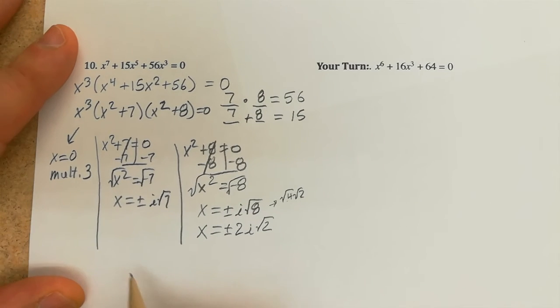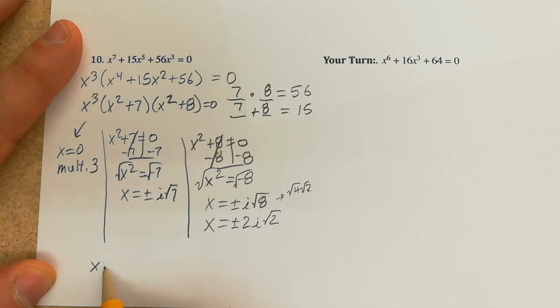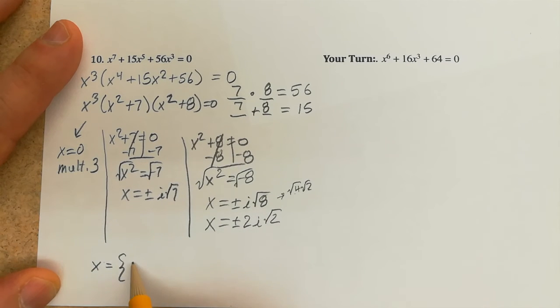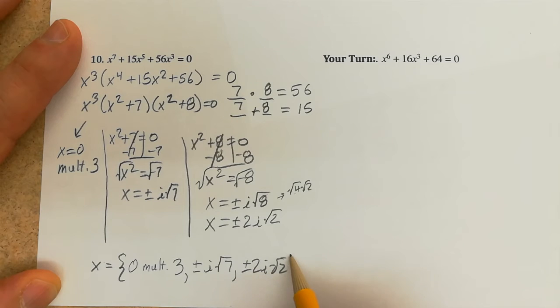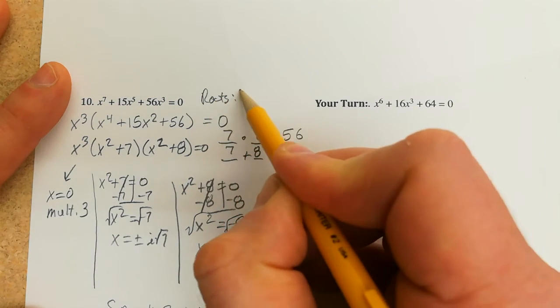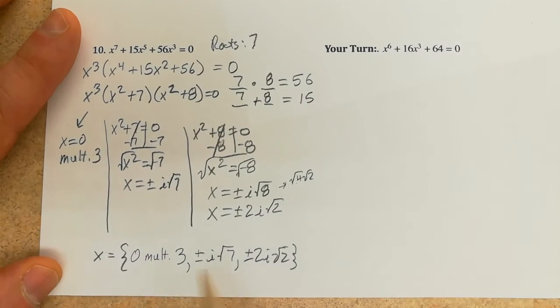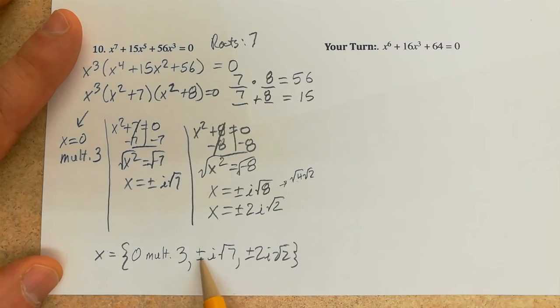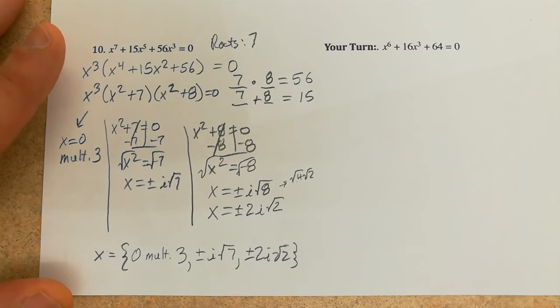So our answers are, all of our roots here are 0, multiplicity 3. And then we have, I'm going to go ahead and just write them together here. Positive or negative i root 7, positive negative 2i root 2. So we have a total of 1, 2, 3, 4, 5, 6, 7, right? And I actually forgot to do that here too. Our roots, we have 7, right? Because the degree is 7. And that matches here. 1, 2, 3. This counts as 2 because it's positive or negative. 4, 5. And this also counts as 2. 6, 7. All right, you guys do the your turn.